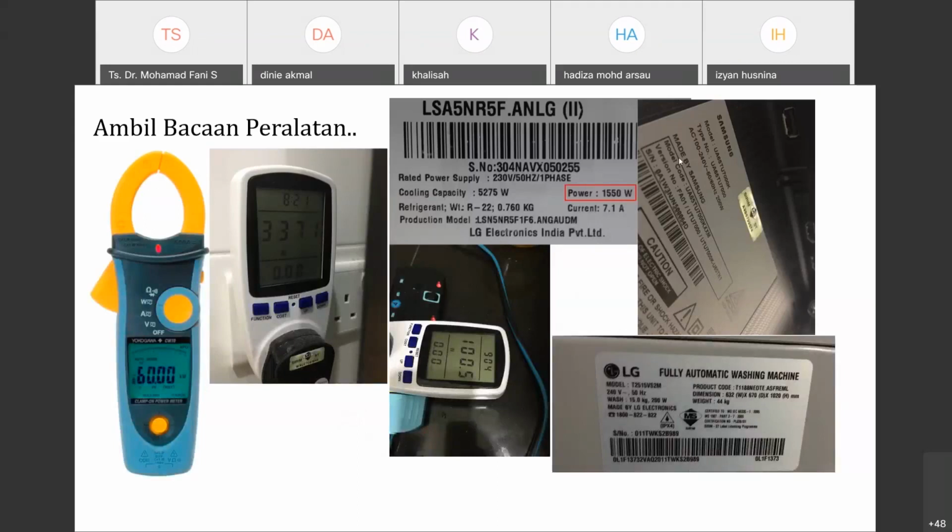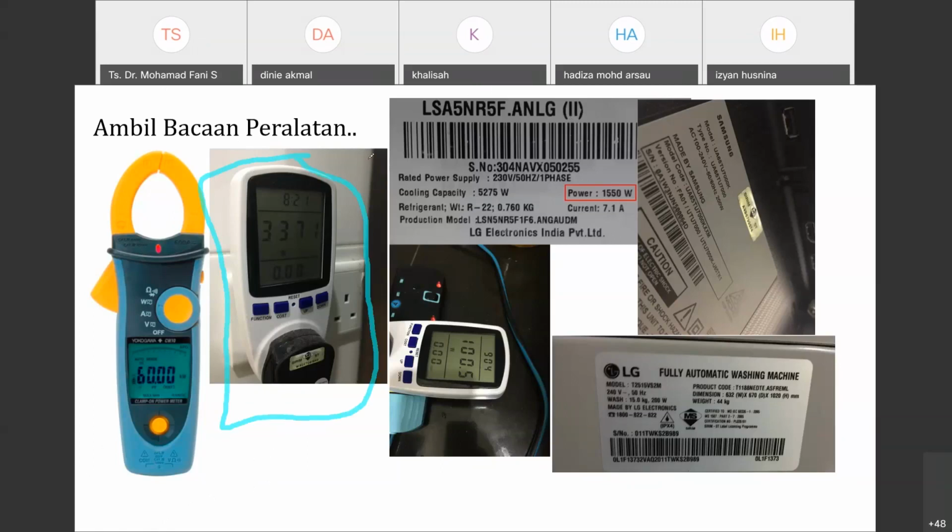So what to do? Collect the real reading for the consumption, at least one-off consumption. For example, here, this one for the fridge. If you want a real measurement of the power, you can use this measurement device, or for the socket, you can use something like this.